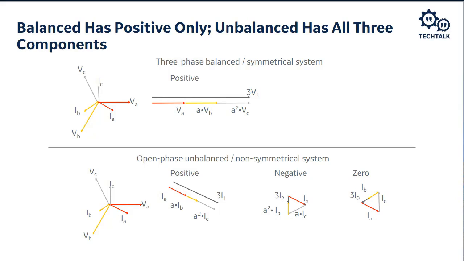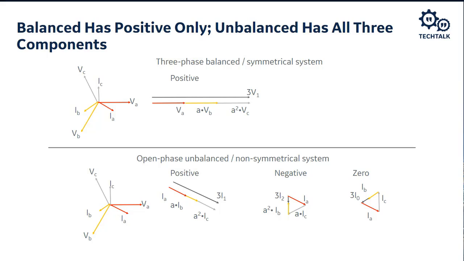Likewise, remember the equation to calculate the 0 sequence quantities was just the vector sum of those three, no shifting involved. If I took VA and took VB and superimposed it on the end of VA, and then I took VC and superimposed it on the end of this new VB, those are all going to sum to 0. I'll be back to my origin where I started. So there's no 0 sequence quantities in this balanced system.